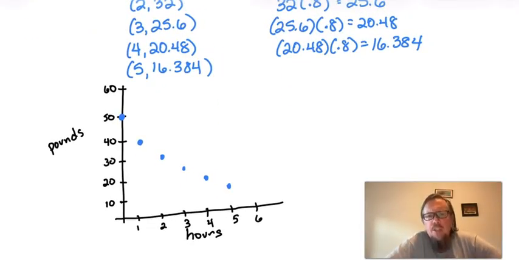Comparing pounds and hours, you can see it does look like an exponential decay function because this is melting, the amount of ice is decaying. And so we could have done this on the graphing calculator, and use the table, but this works just as well to do it this way, just multiply by 0.8 every time. And so this is how you graph a geometric function.